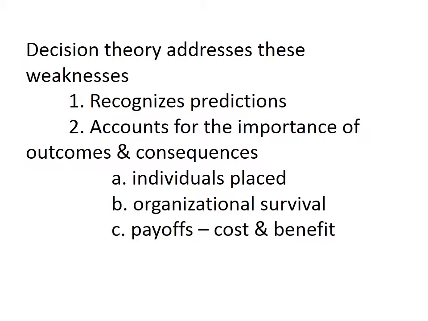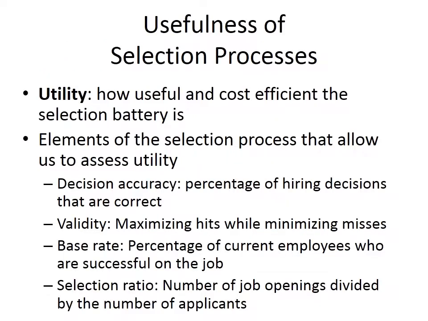So when we talk about decision theory, we're moving beyond just statistical prediction and starting to bring in real-world utility, looking at the payoffs, the costs and benefits of how we're making these decisions. And decision theory is primarily focused on the usefulness of the selection process in the broader aspects. So this is bringing us back out of statistics to what we talked about at the very start of the class, that open systems approach. When we talk about utility in selection and in decision making, we're really talking about trying to quantify how useful and cost-effective a selection battery is, or any decision making in an organization.